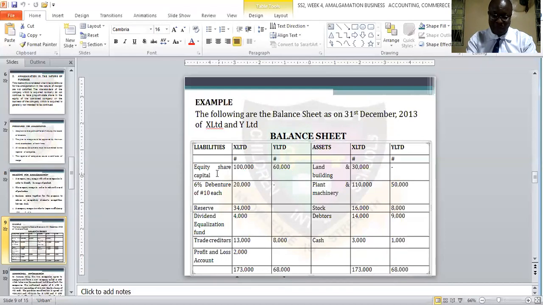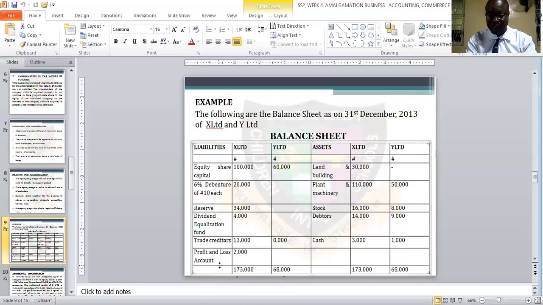Then under the liability side, we have equity share capital of 100,000 for S, then Y 60,000 naira. 6% debenture of 10 naira each, 20,000 naira. Reserve 34,000 naira, and we don't have that for Y Limited. Dividend equalization fund 4,000, and we don't have that for Y Limited. Trade credit of 13,000, then Y Limited is 8,000 naira.